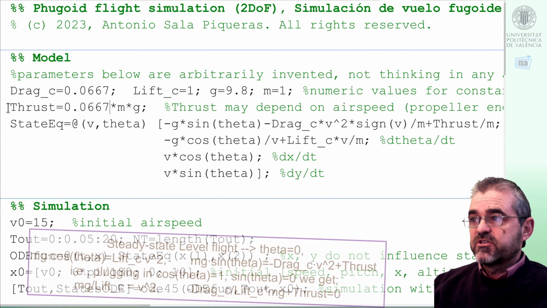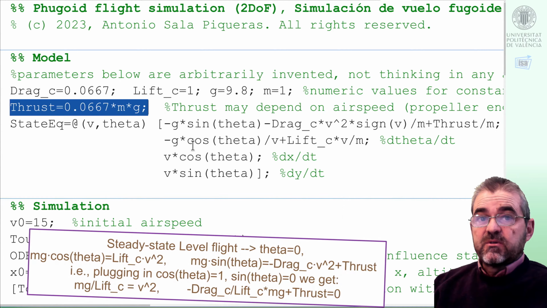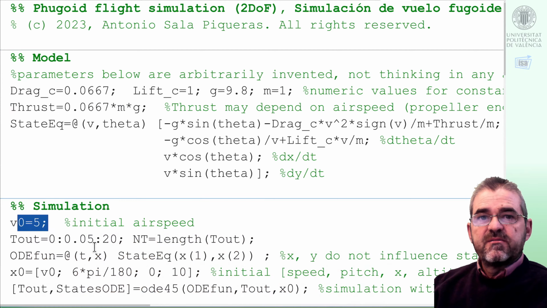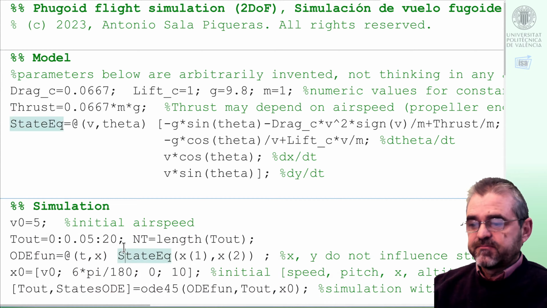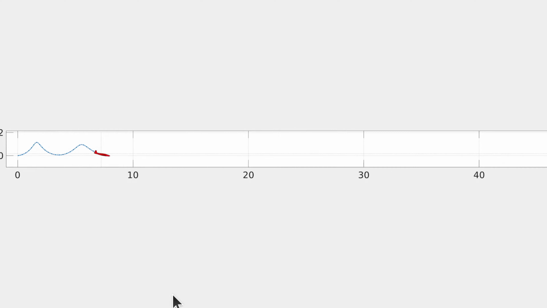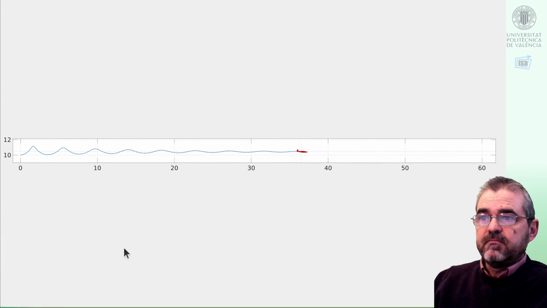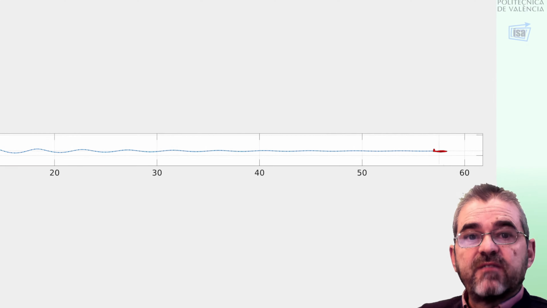Another interesting simulation is when thrust is equal to the drag to lift ratio times weight, because in that case it can be easily proved that that is the thrust figure needed for level flight. We'll start at lower speed to forget about loopings. And here we have the simulation, oscillatory phugoid, but stable, and ending up in level flight.